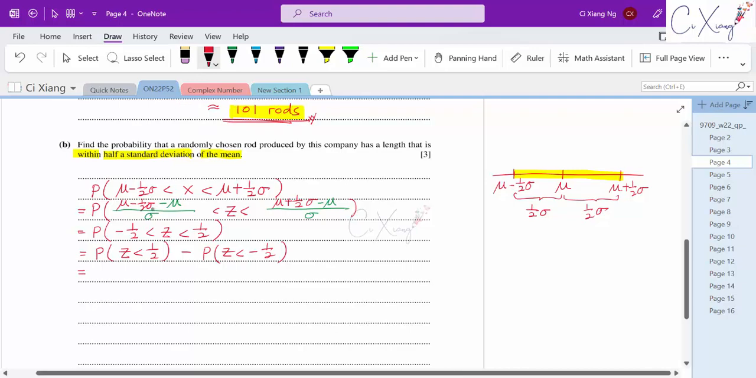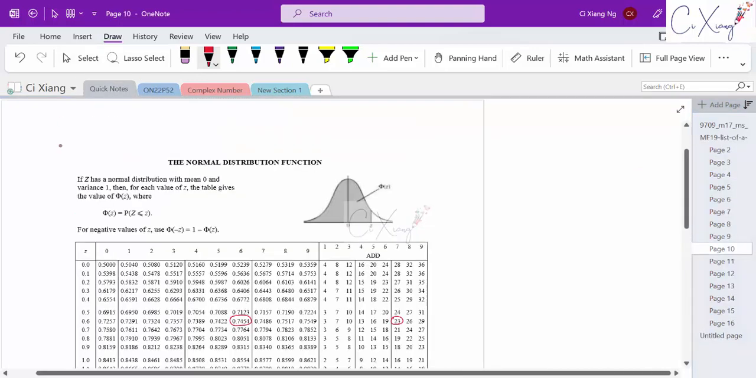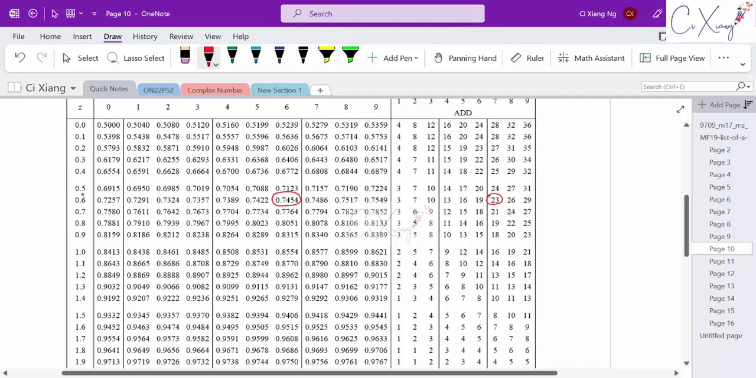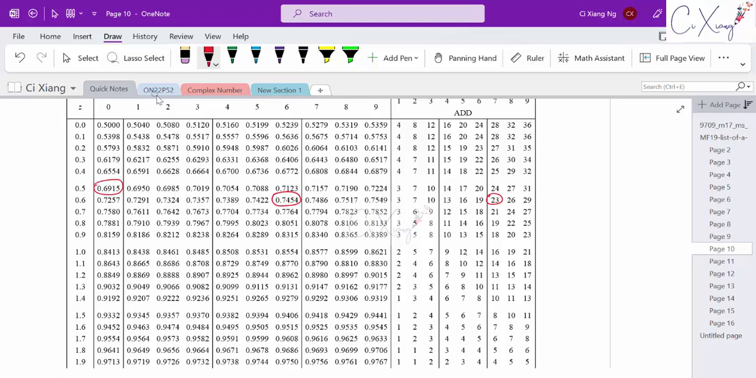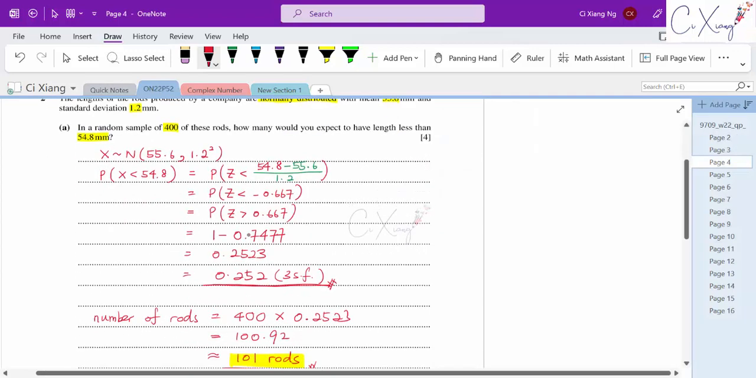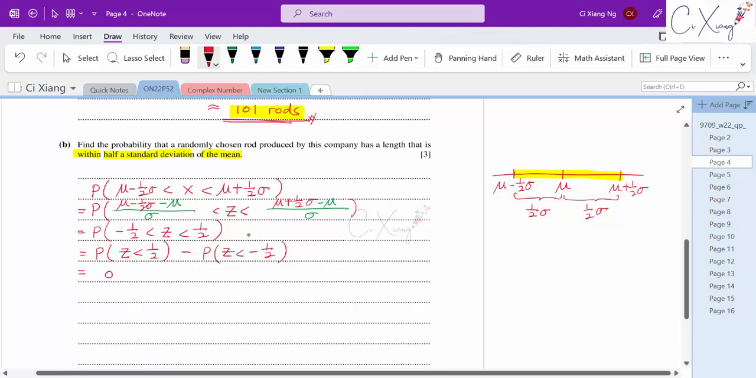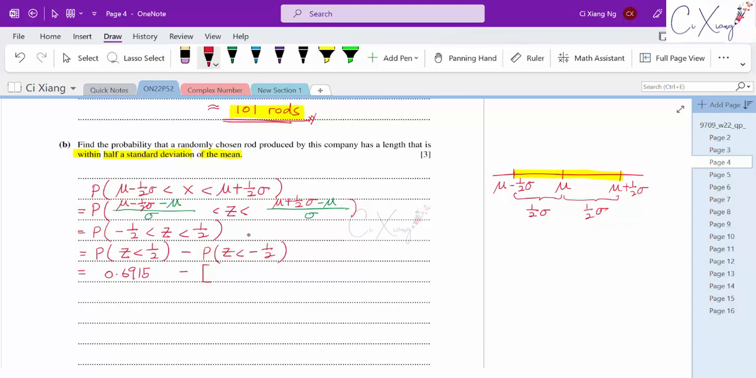So I will look for the probability for z smaller than half, 0.5. For the 0.5 here, you can see the probability is 0.6915. I'll put it into my steps. So z smaller than half will be 0.6915 minus, for this part, z smaller than negative half, which equals z greater than half. So I have to take 1 minus 0.6915 to get the correct probability. From here, if you simplify the answer, we should get 0.383.